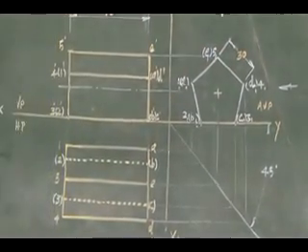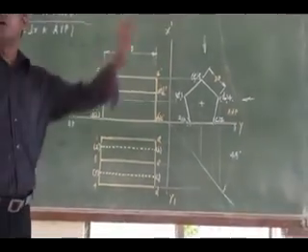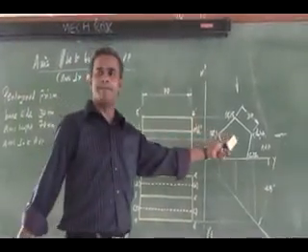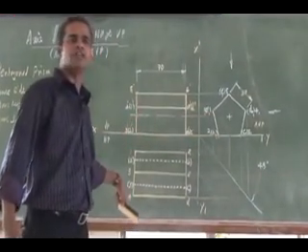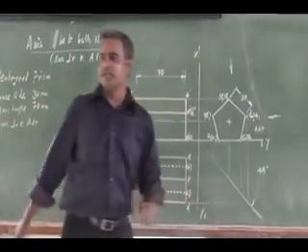The axis is parallel to both HP and VP in the sense that the axis is perpendicular to VP, so the axis is perpendicular to the vertical plane. So you have to draw the base on the side view, then proceed to the front view. Then you go for the top view by linking the side view and the top view with a 45-degree line.